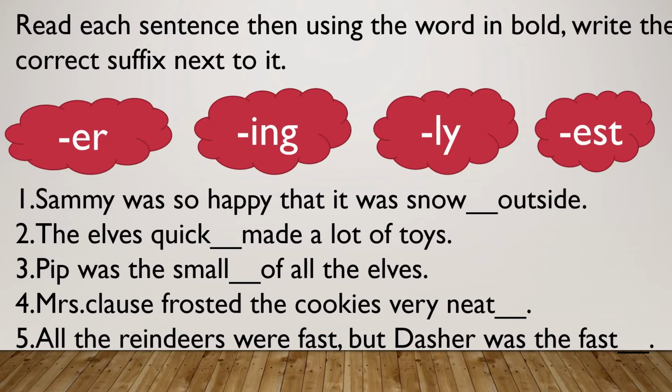Yes, correct student. Here the suffix ing is used at the end of the root word. So it becomes snowing. Correct? S-N-O-W-I-N-G, snowing outside. Have you understood student? Now like this student, you have to do the rest. Have you understood student? Thank you student. Keep practicing.